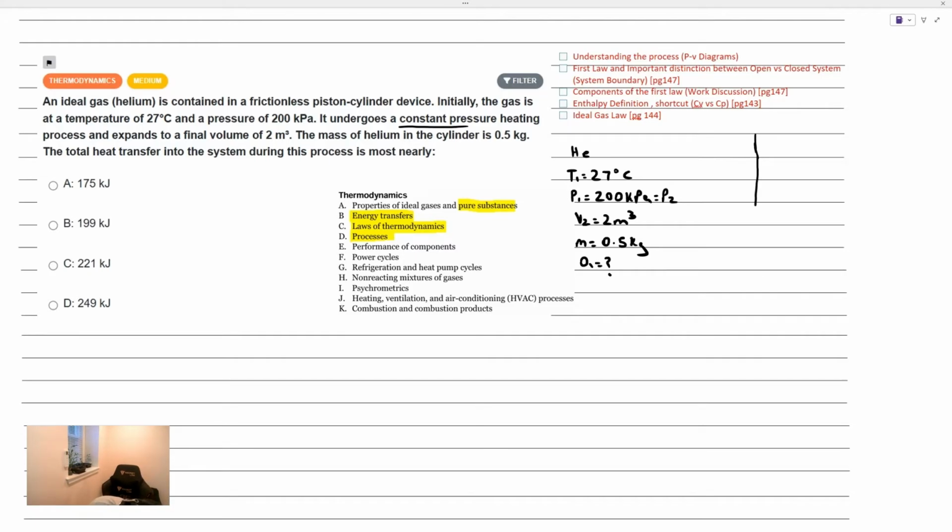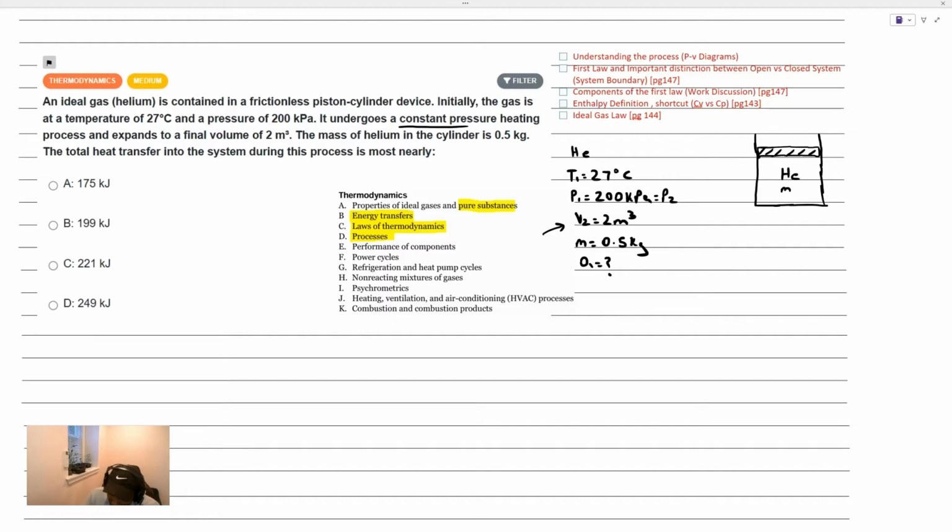So we have a piston cylinder device here. I'm drawing the cylinder with the piston on top. If we think about what's going on in this problem, we have the helium contained inside of the cylinder. It has some mass inside of that cylinder, and as we heat, the piston is rising, right? It's increasing its volume to an increased state, and that's that V2.